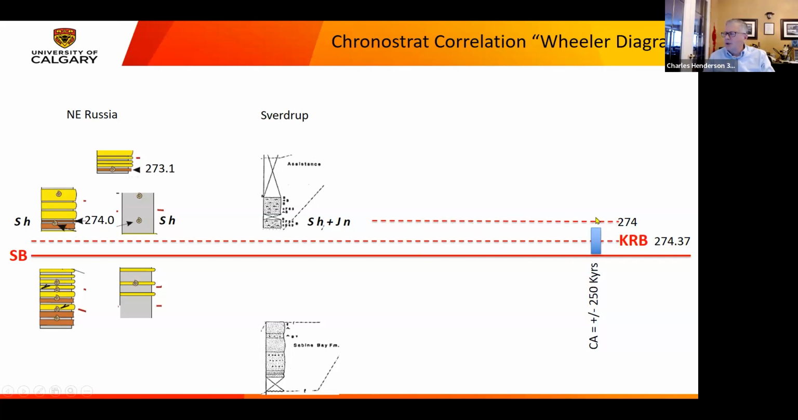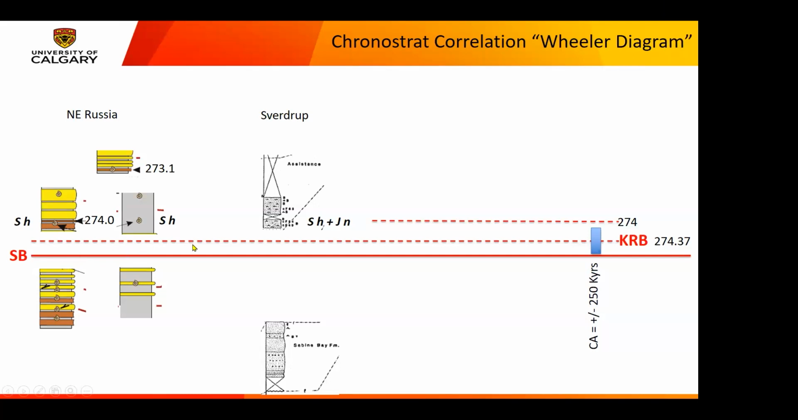And so here's a 274. This is a chronostratigraphic diagram. We're looking for a timeline in here. And I've split up my sections. So I have the Assistance Formation, the Sabine Bay Formation down here, and a big gap in this. That's the unconformity. I pointed out an unconformity in here. I don't know that for sure, but I made it a lot less than the one here. And that's a question that should be asked of Vladimir Davidov.